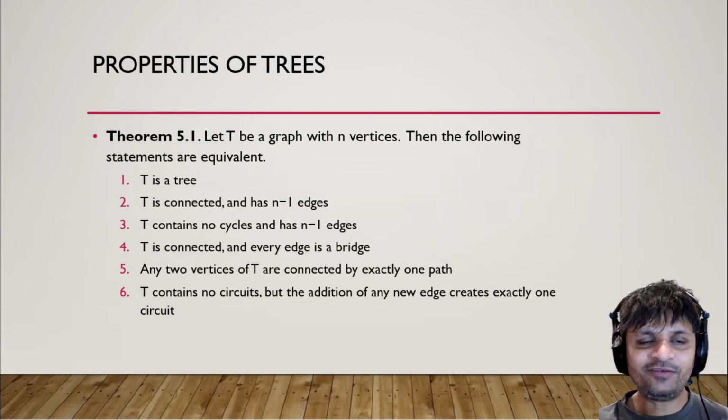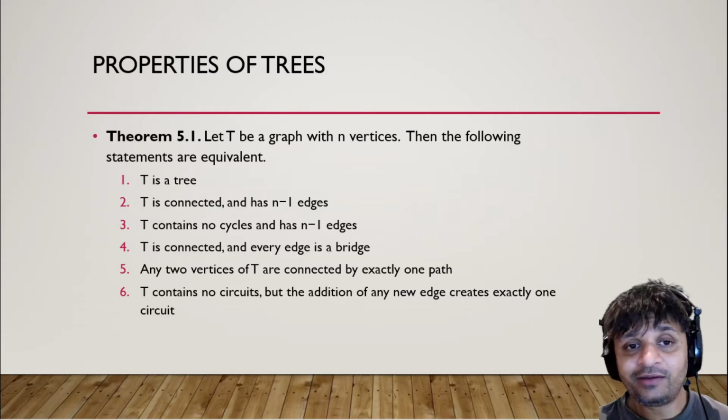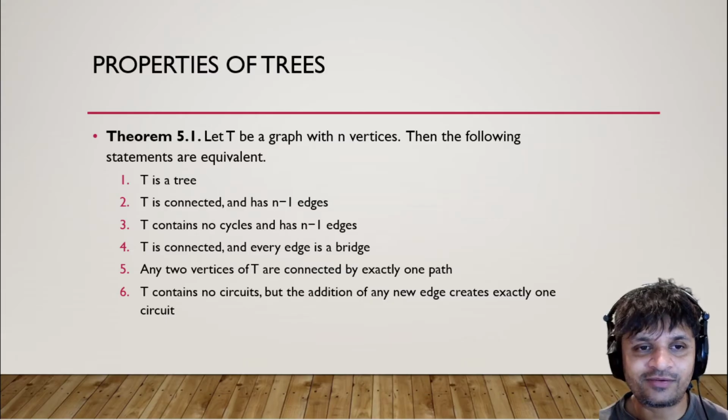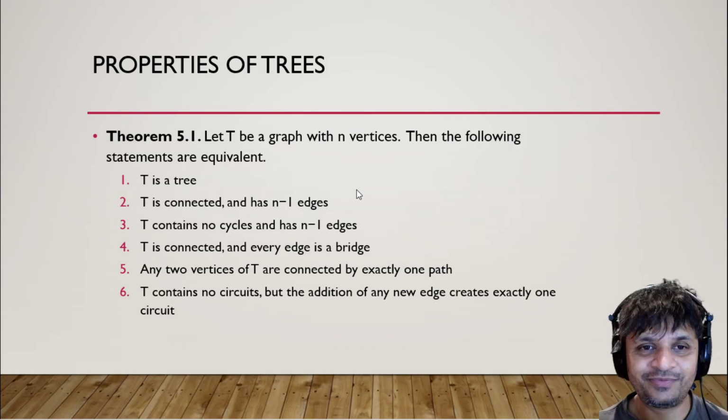Okay, so let's look at how we'd prove some part of them. I could ask you to prove any one of them. In a test, I could say, given that T is a graph and T is connected and every edge is a bridge, prove that T is a tree. Okay, then you'd have to go and do that.